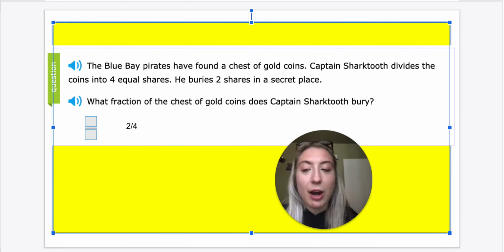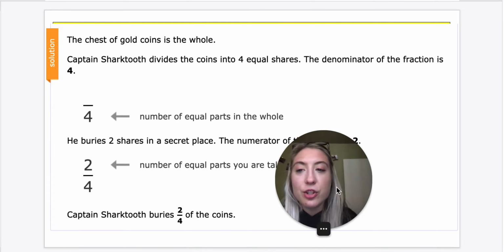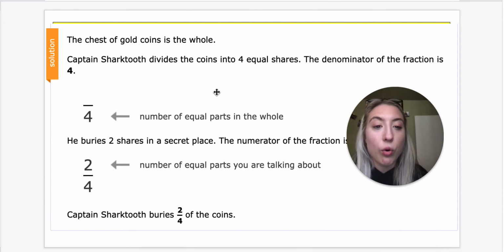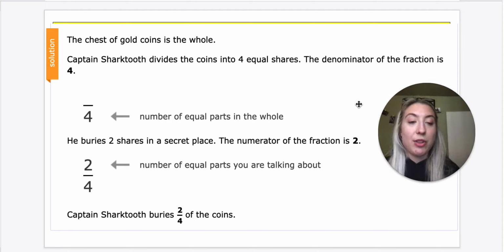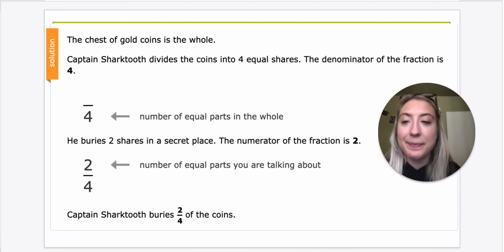So let's talk about how we got that answer. So here, the chest of gold coins is the whole. That's the whole, the chest of the gold coins. He divides it into 4 equal shares. So we know the denominator of the fraction is 4. The bottom number is 4 because that's the number of equal parts that make up the whole. He buries 2 shares in a secret place, so that makes our numerator 2. So that's the number of equal parts that we're talking about. So Captain Sharktooth buries 2/4 of the coins. So we're going to go through some examples together.